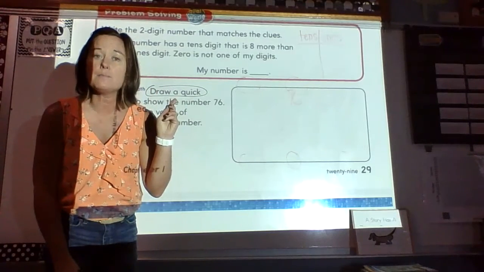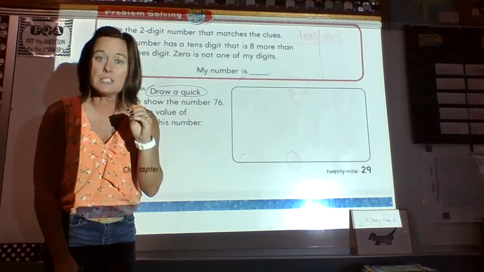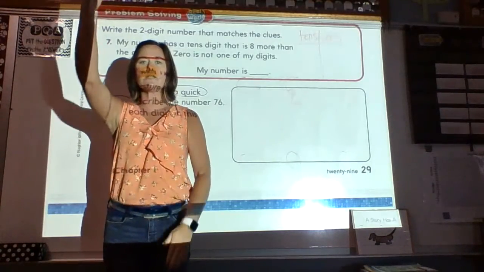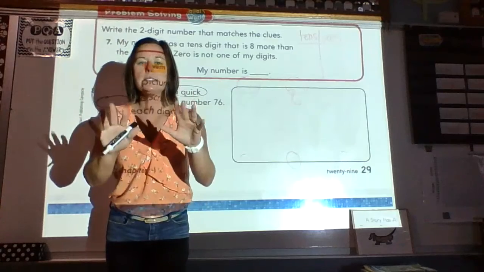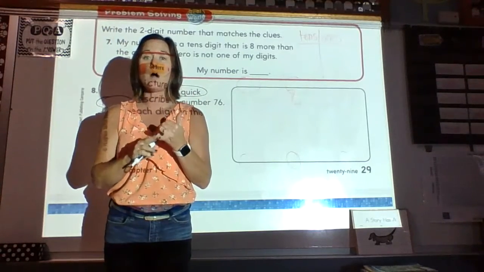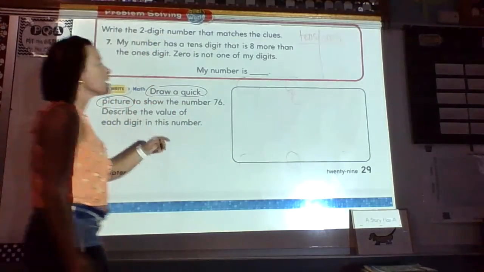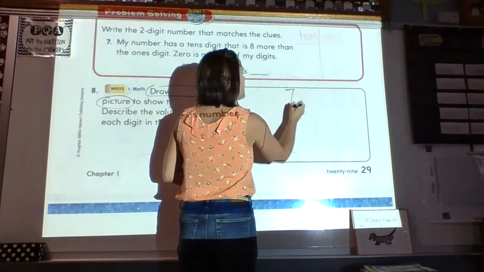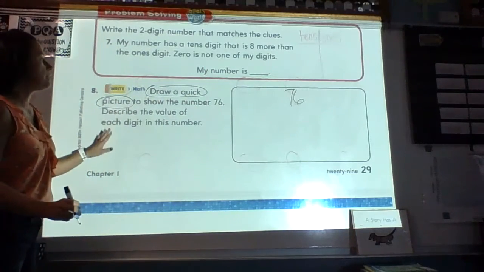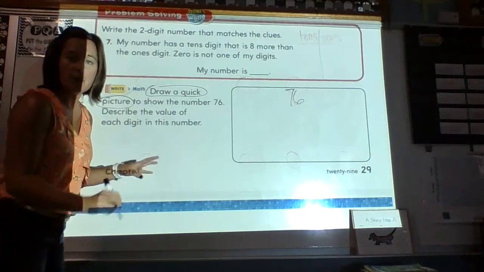On our practice page that we did together, what did I talk to you about? 10 little singles trades up for a rod. I want you to use rods and singles. So this is the number that they want you to make, but let me show you down here. I'm just going to pretend like they've given me another number, okay?